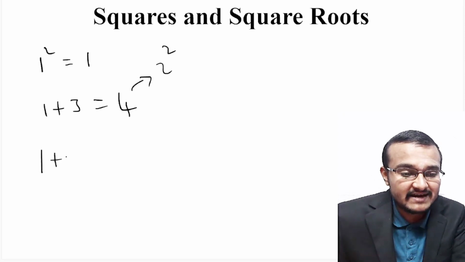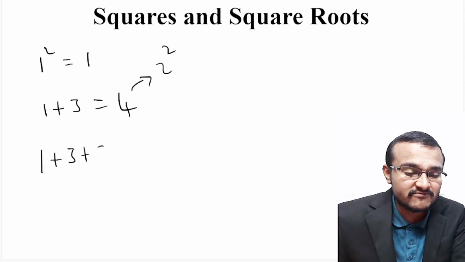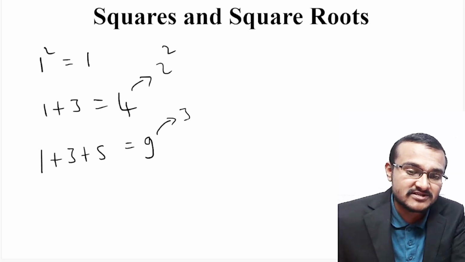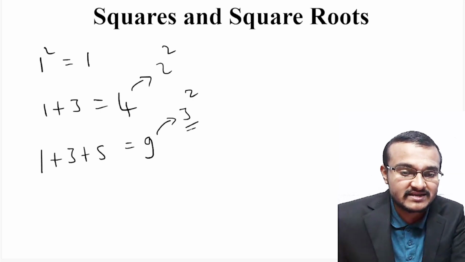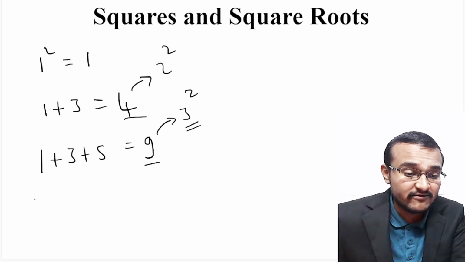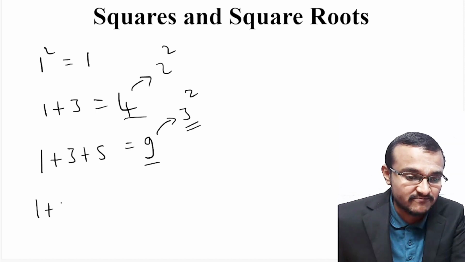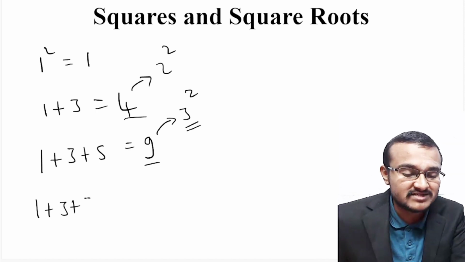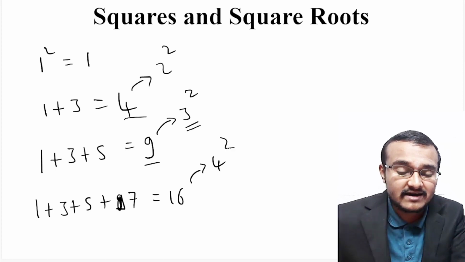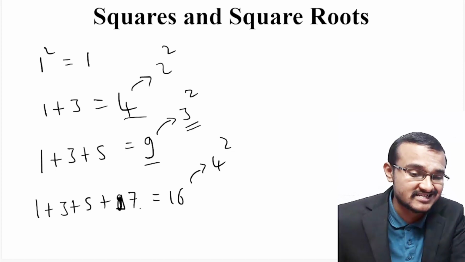Similarly, if I add the next consecutive odd number, that is 5, then you will get 9 as your answer. So 9 is also a perfect square because it gives you 3 square, a natural number square. That means 9 is a perfect square, 4 is a perfect square. Now if I add 4 consecutive odd natural numbers starting from 1, then 1 plus 3 plus 5 plus the next consecutive odd number, 7. When you add these, 4 plus 5 is 9, 9 plus 7 is 16. 16 is again a perfect square because 4 square is 16.